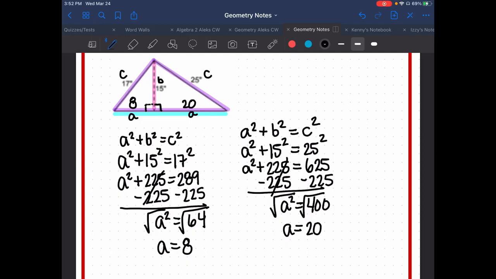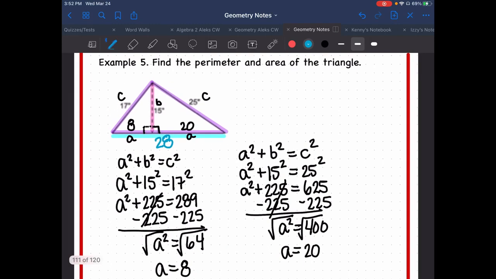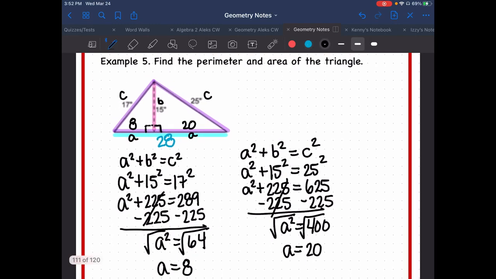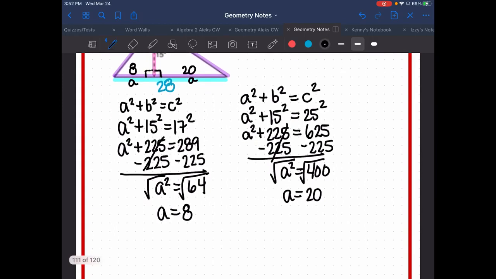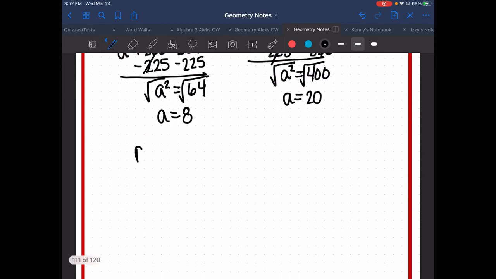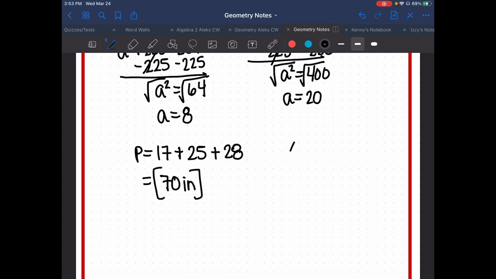That means my base is 20 plus 8, 28. There we go. I'll put it in blue. All right, I can now go ahead and find my perimeter. My perimeter is going to be 17 plus 25, the two sides that were given, plus 28, the base that we found, which would give me 70, and it has the two little tick marks, so I'm going to use the unit inches. To find the area, I'm going to use this formula.